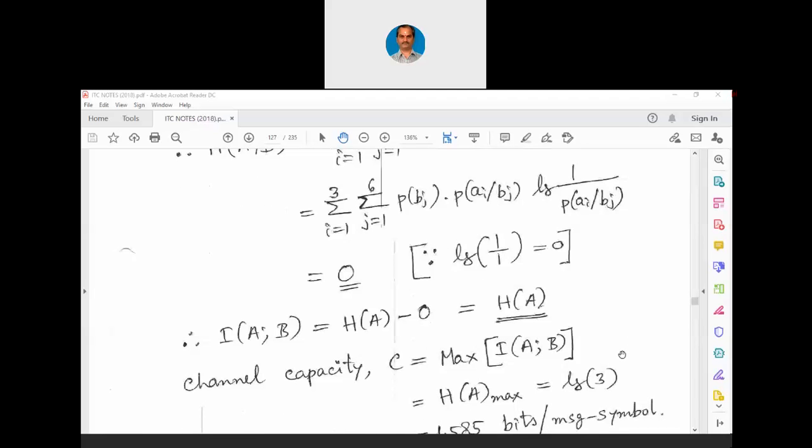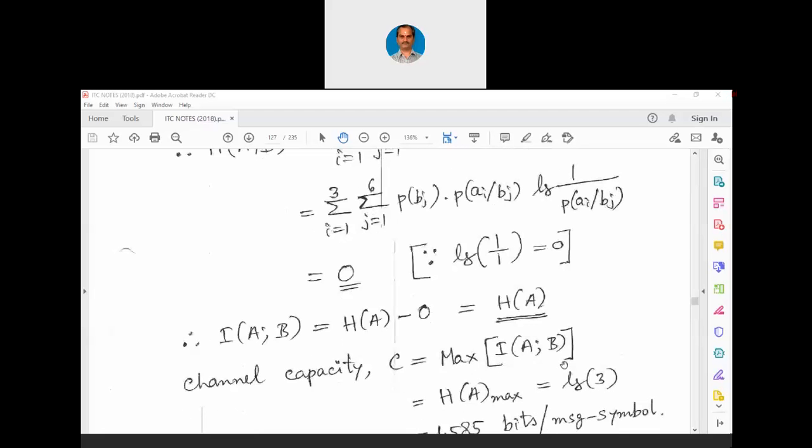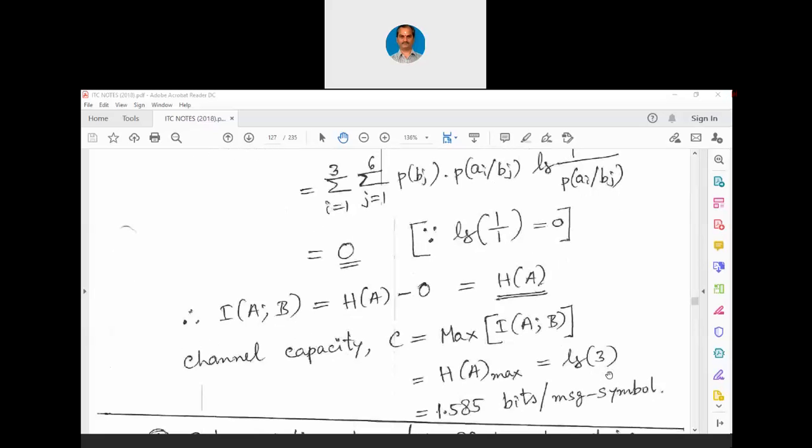Therefore, the channel capacity is maximum of mutual information. In this case, we have H(A) maximum. It is nothing but log of M. This we already know. This is the number of source symbols. So the channel capacity for this given noiseless channel is 1.585 bits per message symbol. So this is how we are mathematically proving that this particular channel is actually a noiseless channel.